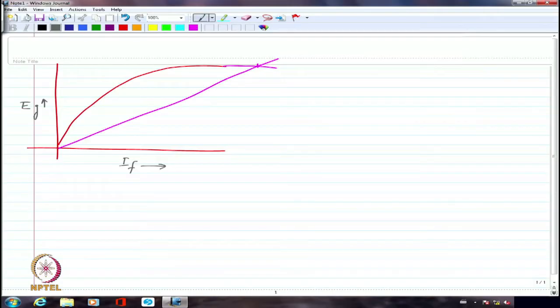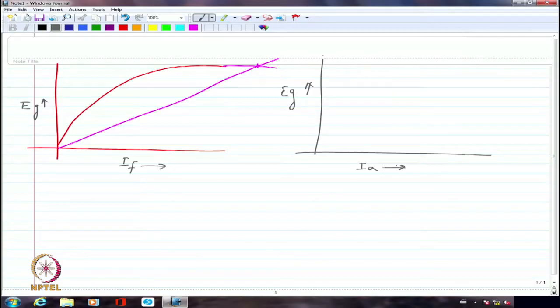And then when I plotted external characteristics, I should have taken the VT, which is actually not EG, it is the voltage across the field winding. So what we plotted yesterday was internal characteristics. Internal characteristics talk about EG versus IA. IA is the armature current, which is the internal current, and EG is the internally generated voltage, right?